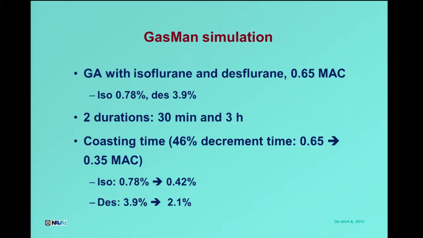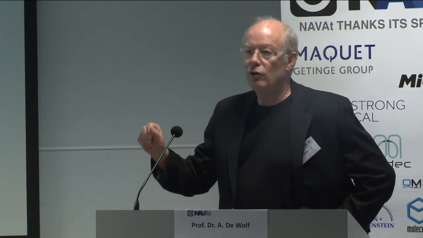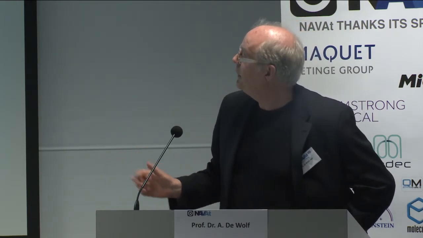So what did I do in the simulation with Gasman? I gave a general anesthetic with isoflurane and desflurane at 0.65 MAC, and that gives us 0.78% of iso and des 3.9%. So that was the maintenance anesthetic. I did that for 2 different durations, for a 30-minute anesthetic and for a 3-hour anesthetic. So this simulation, consisting of 4 parts, allows me to determine the effect of duration of the anesthetic on coasting time and the effect of agent solubility on coasting time.